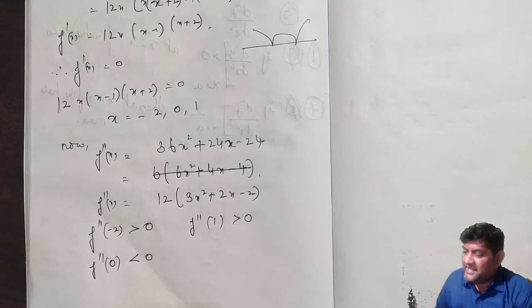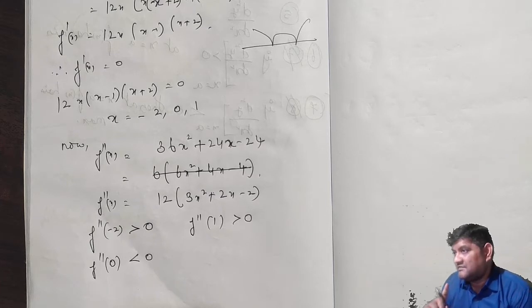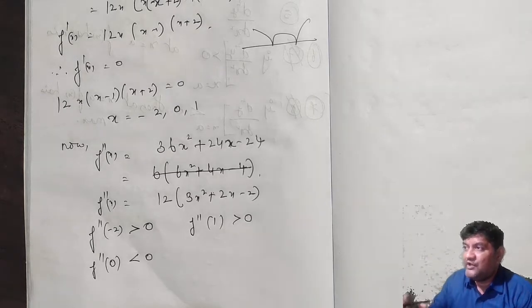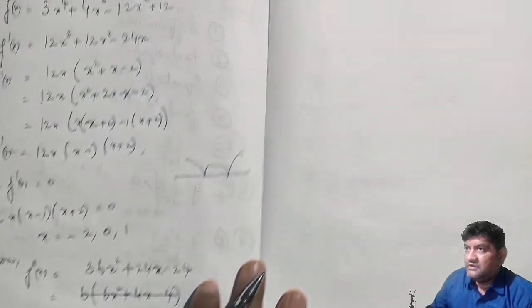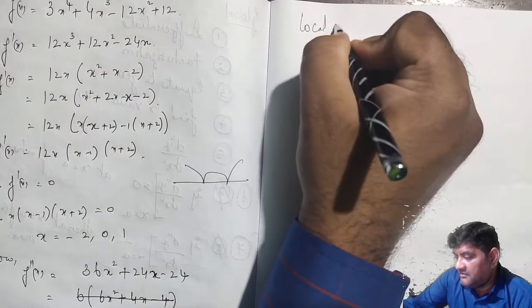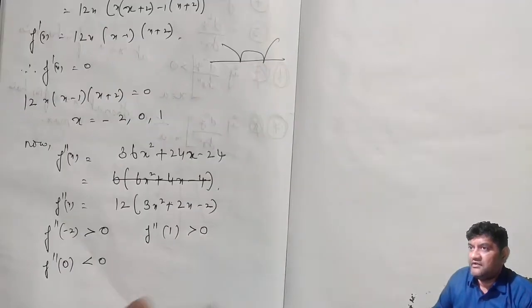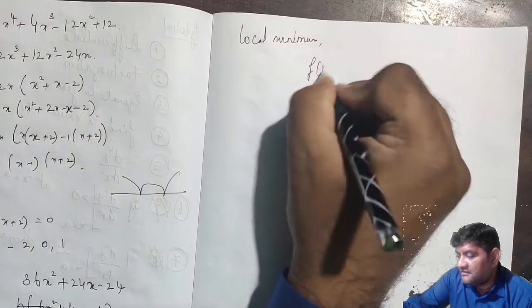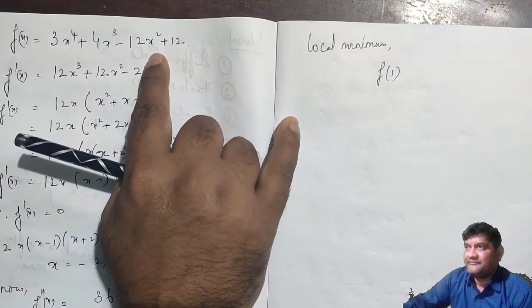But the question says, find the local minimum and local maximum. In that case, you're not finding the x values, but you're finding the y values. You need to give back the y values, not the x values. Getting me? So the local minimum. What are the local minimums? The local minimums are occurring at 1 and minus 2. So you find out f of 1, the y value at x equal to 1, using this.